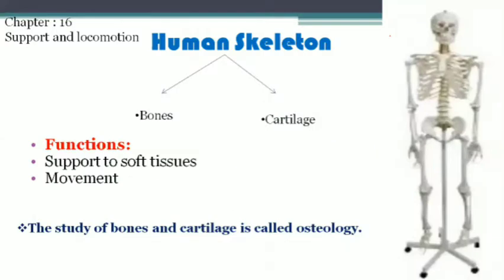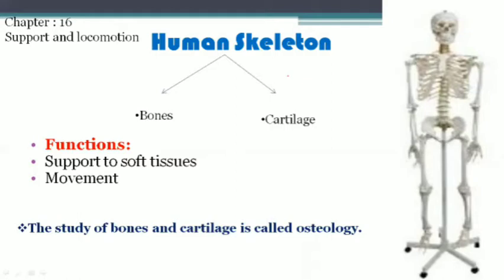Dear students, the topic support and locomotion means that we are going to discuss that system of the body which gives us support and which provides us locomotion. What is that? That is definitely the human skeleton, because we are going to discuss human beings. So we are going to talk about the human skeletal system.